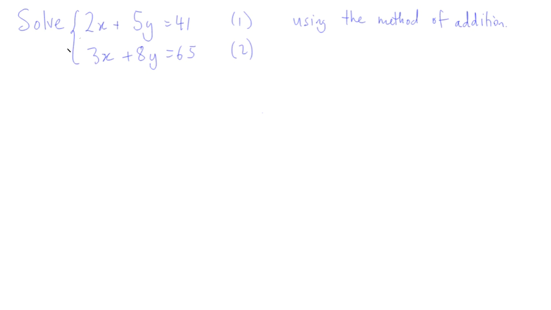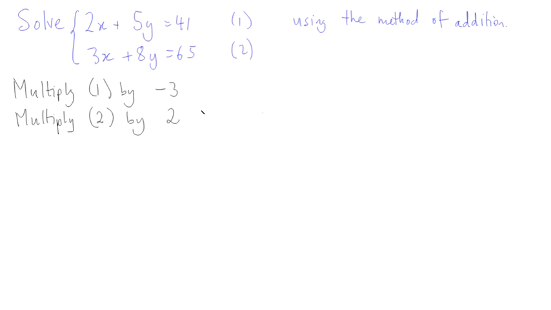So what happens if I multiply all of the terms in equation 1 by negative 3, at the same time multiplying the terms in equation 2 by 2. Let's see what happens. So 2 times minus 3 makes minus 6x. 5 times minus 3 is minus 15y. And then 41 times minus 3 is minus 123. Big numbers now.